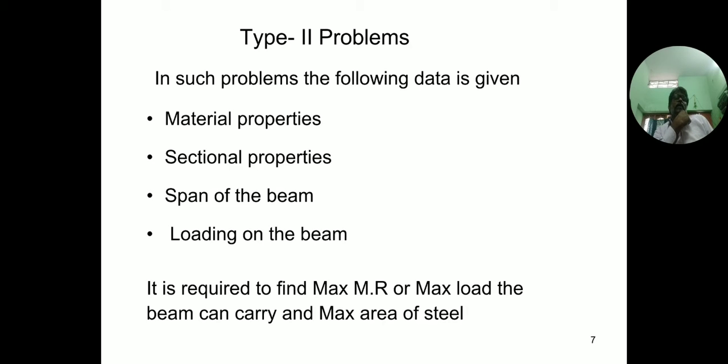The beam can carry maximum area of the steel. It is required to find the maximum MR or maximum load the beam can carry and the maximum area of the steel Ast. Span and loading are given. Maximum bending moment is calculated. Maximum bending moment is equal to maximum MR.